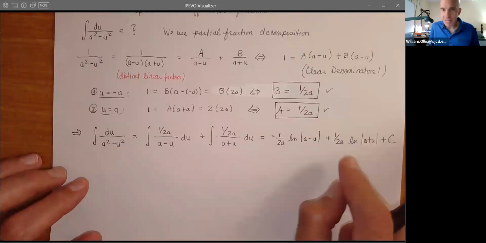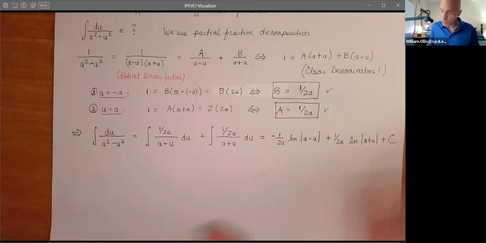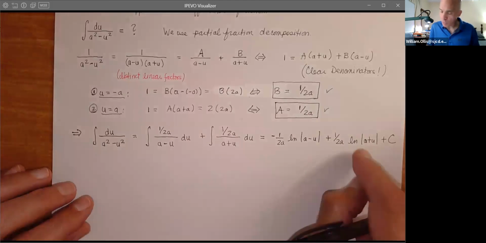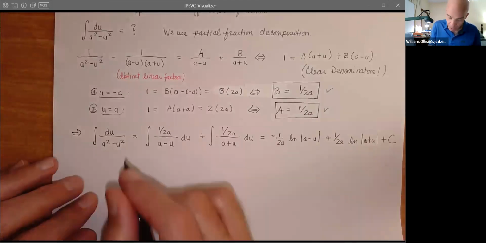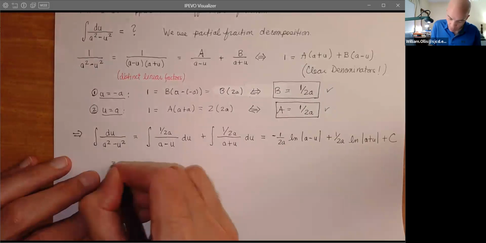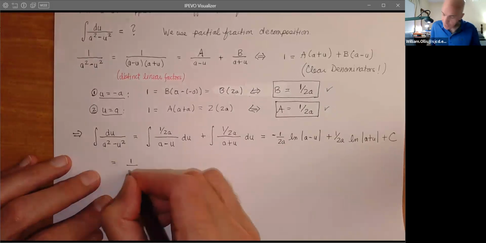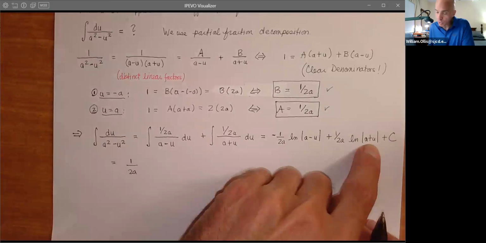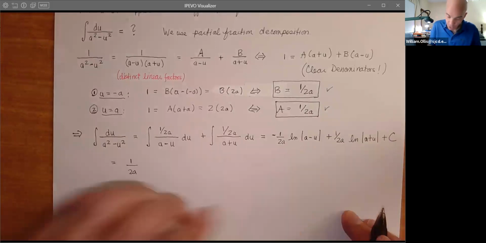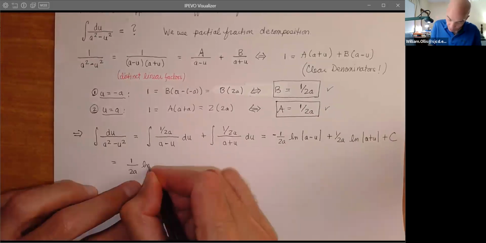Now, just to make this look pretty, so to speak, we're going to use the laws of logarithms and factor the 1 over 2a. So this will equal 1 over 2a, and then just do the ln of a plus u divided by a minus u in absolute value.